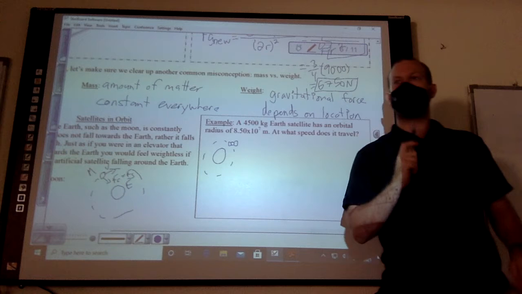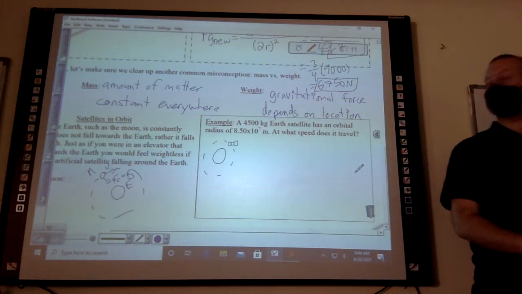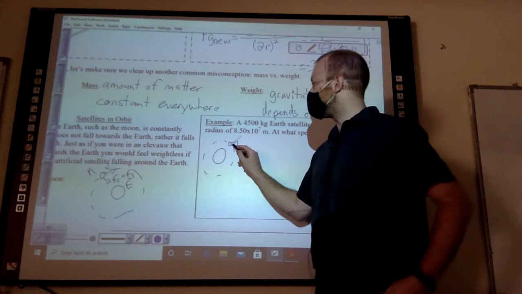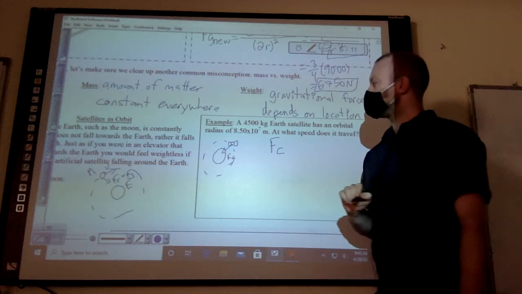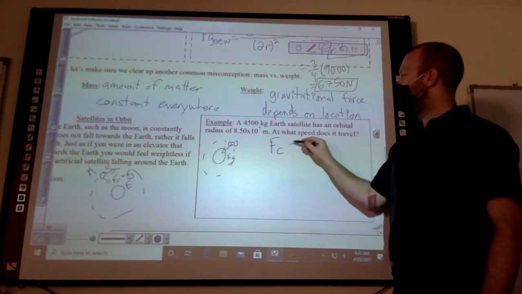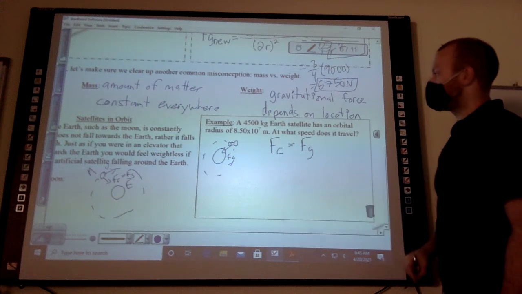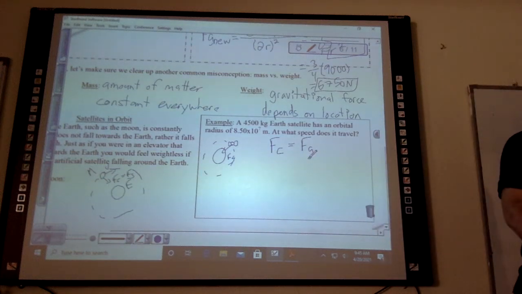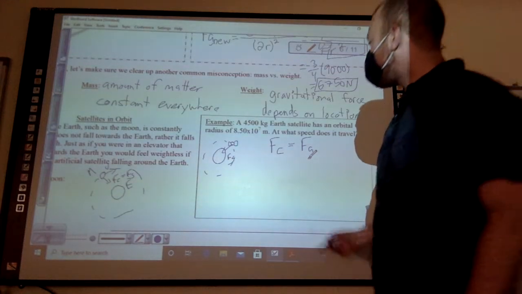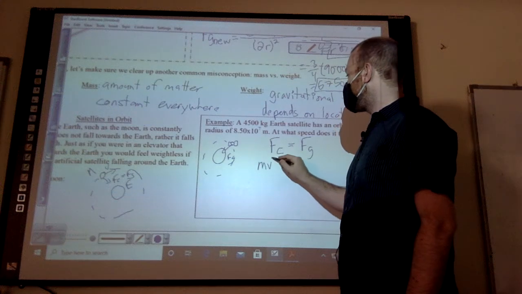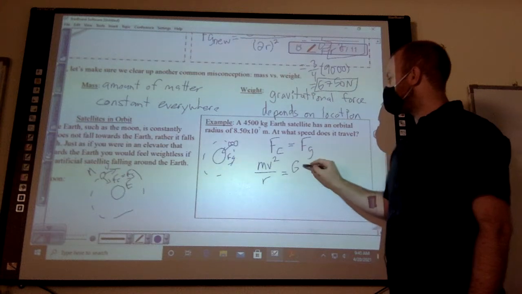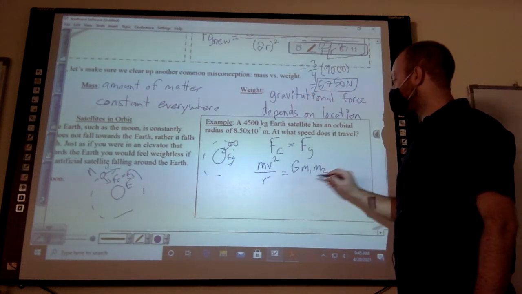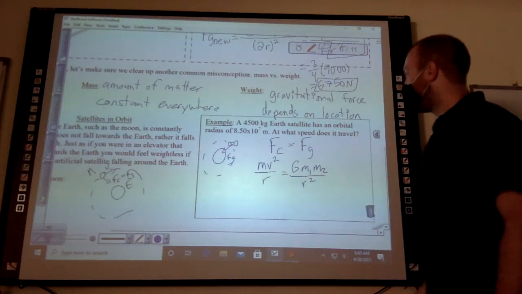So force centripetal is a net force, so I wouldn't draw it in a free body diagram. Just force of gravity. So the net force, toward the center of the circle, is Fg. And then I solve for speed. So Fc, if I want speed, I need m v squared over r. Fg, in this case, is capital G m1 m2 over r squared.